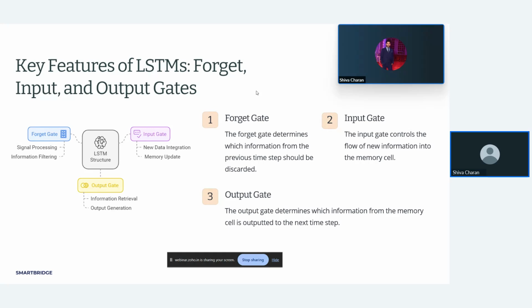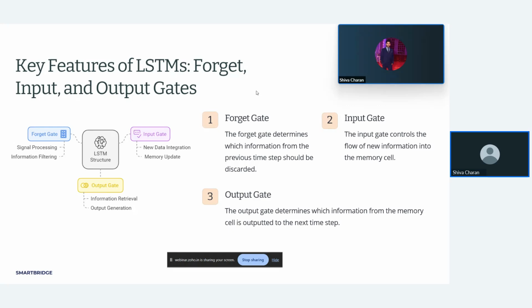Okay, and what is this output gate? Output gate will determine which information from the memory cell is outputted to the next time step. The output gate will be deciding what information should be passed from this particular time step to the next time step. And it keeps everything flowing smoothly together.